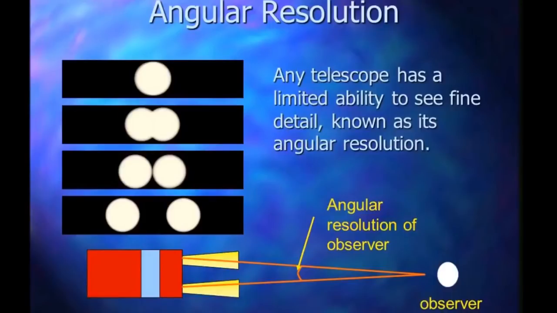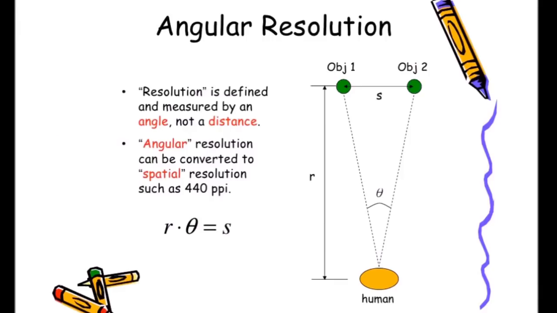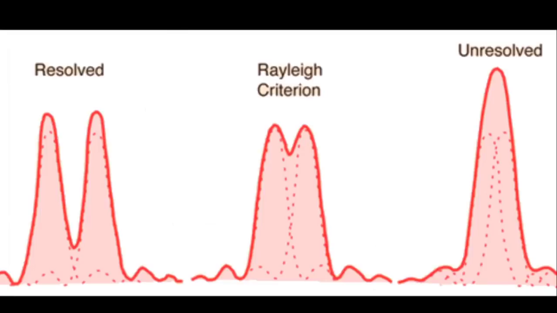Angular resolution describes the ability of any image-forming device, such as a telescope, microscope, camera, or the human eye, to distinguish small details of an object. It is the minimum angle needed so that an instrument can discern resolvable detail, and it represents the resolving power and precision of optical instruments, which includes the eye.